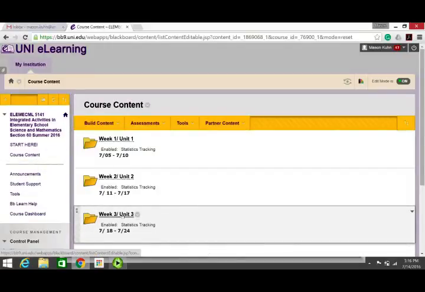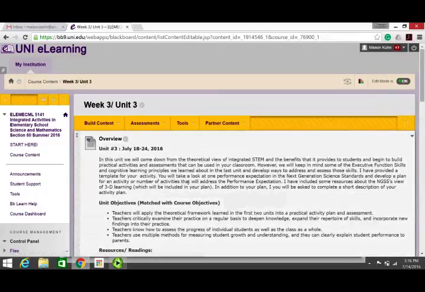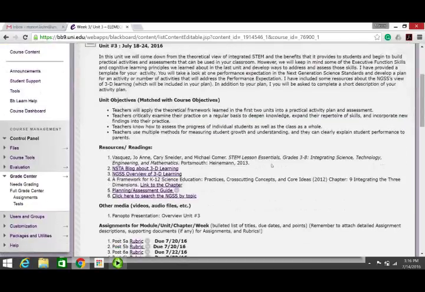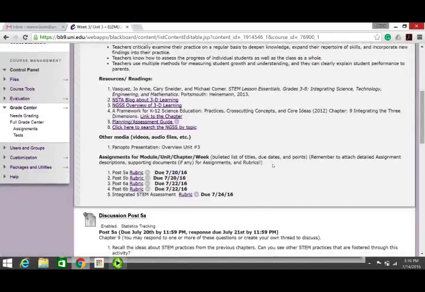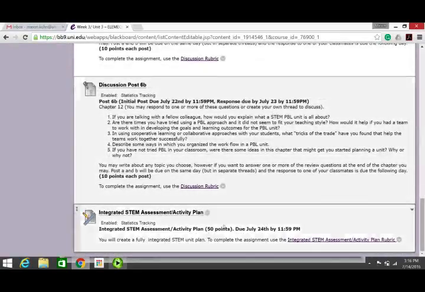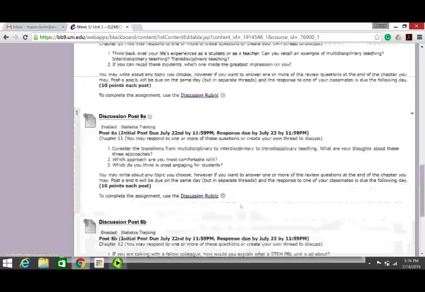If you go here to the week 3/unit 3, you will see once again we have discussion board posts, and that's going to be the same as it always has been. But the big thing that we're going to look at this week is your planning and assessment guide. The big activity for the week is this integrated STEM assessment / activity plan.